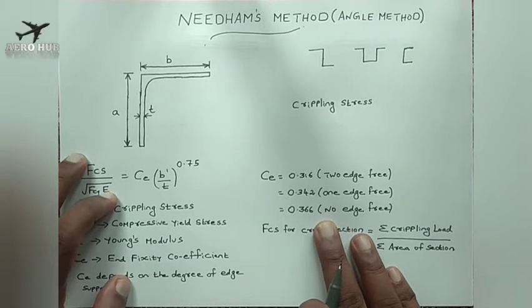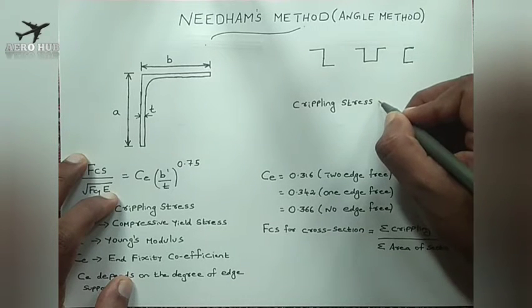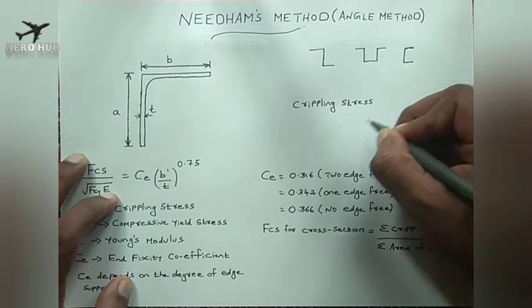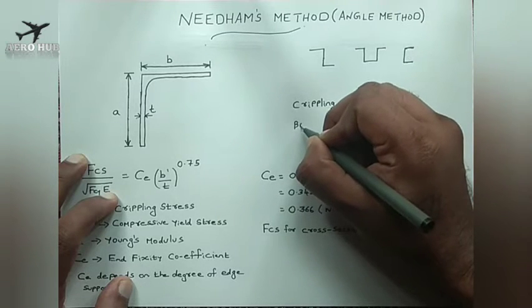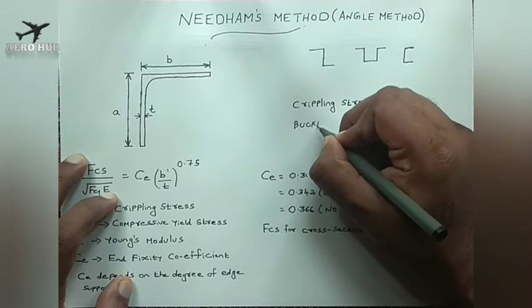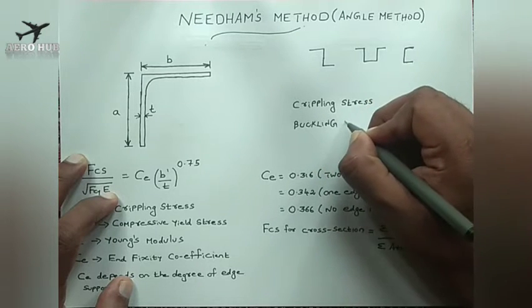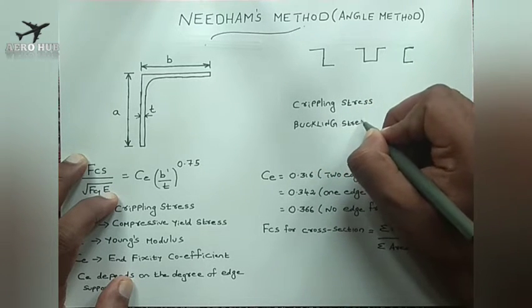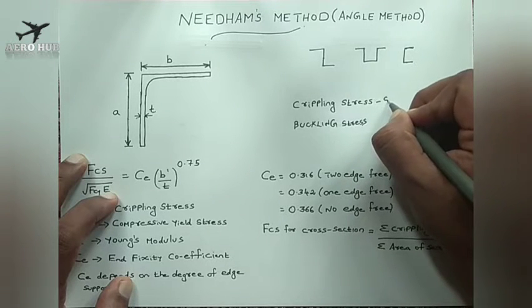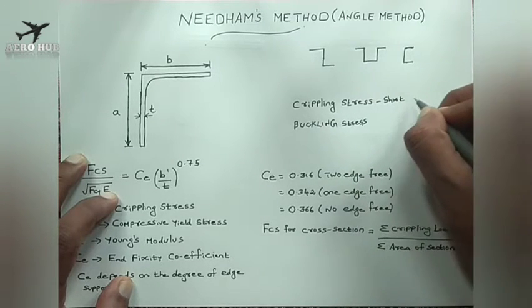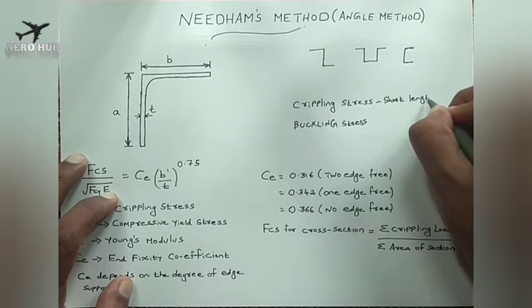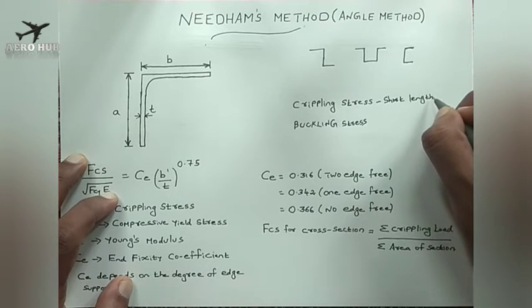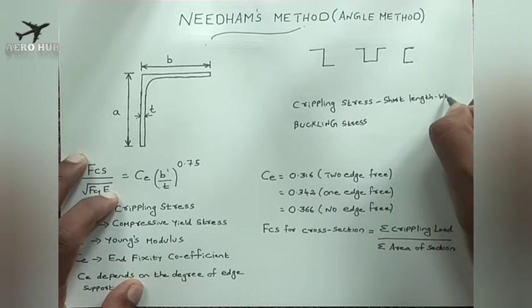Okay, so what is the difference between a crippling stress and buckling stress? We have the term crippling stress, then we have one more term, buckling stress. These two terms are different. This crippling stress is for short length structures, and this crippling will happen in the web of the section.